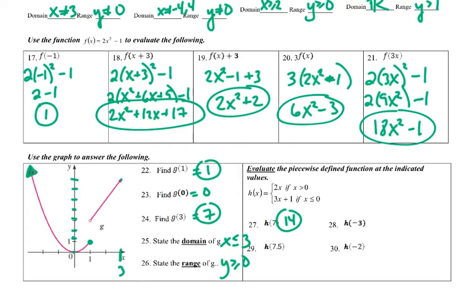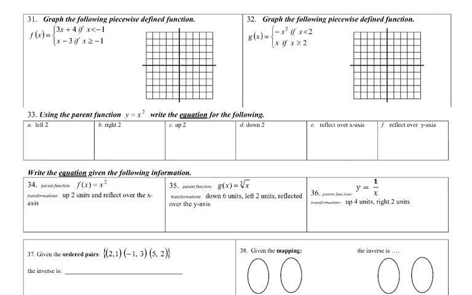But -3 is less than or equal to 0, so I'm going to plug it into that rule, which gives me -8. 7.5 is bigger than or equal to 0, that doubles to 15. -2, -6 plus 1 is -5. Great. Now we're graphing this piecewise function.